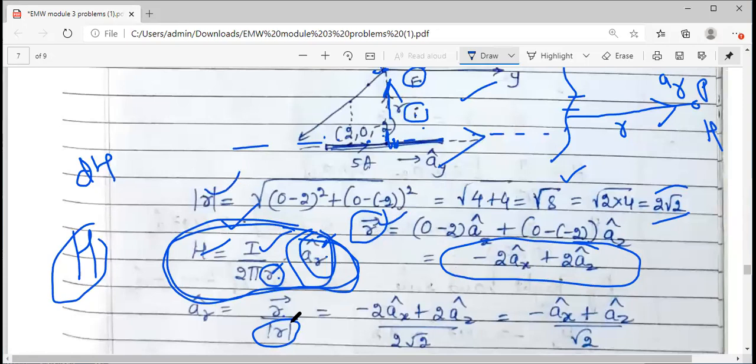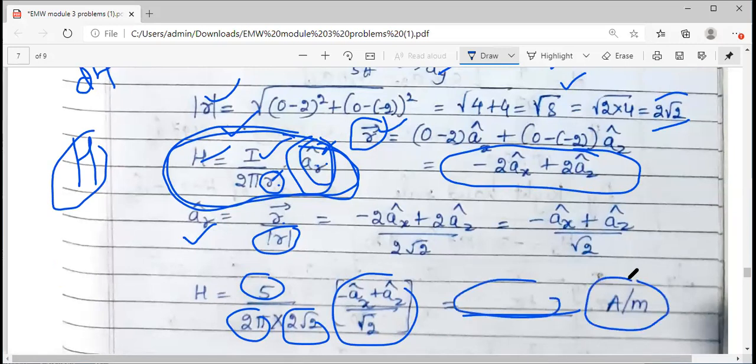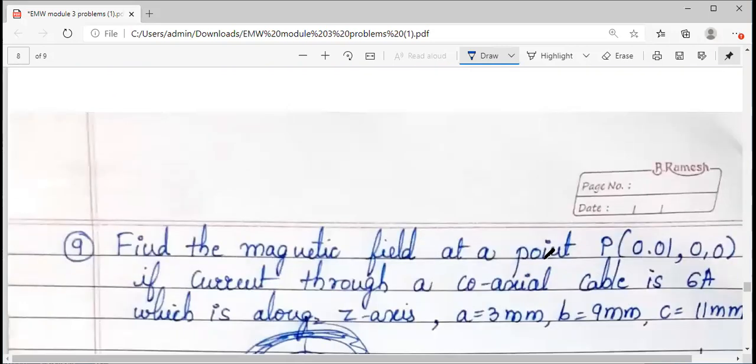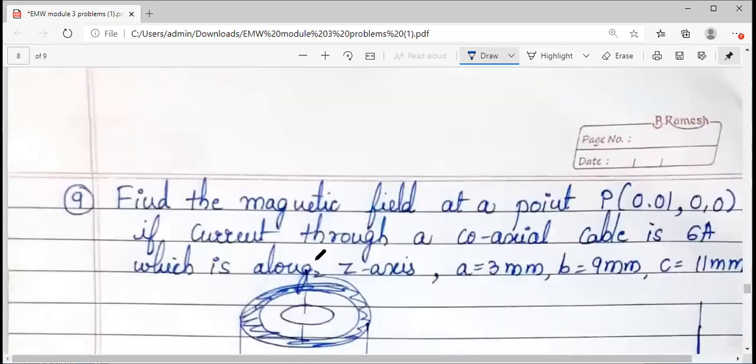The magnitude you have already calculated. What is AR? You can find it. Once AR is known to you, use the formula H equals I by 2 pi R into AR. I have kept it blank, since I did not have a calculator at that time. So please put whatever answer you get, in amperes per meter. Fine. Let me take one last problem, and with that I'll stop.